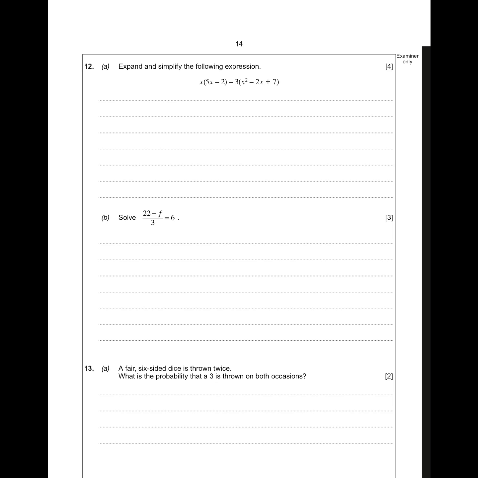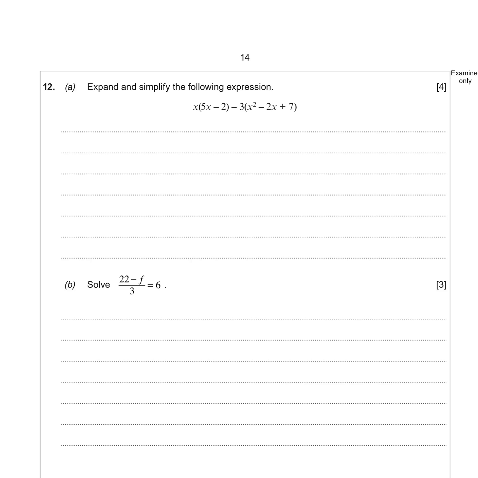In question 12, we've got an expansion question. Expand means to multiply out the bracket, and then simplify means to tidy up our answer. So we're going to multiply and then simplify. The first bracket, everything inside is going to be multiplied by x, and in the second bracket, everything is going to be multiplied by a minus 3.